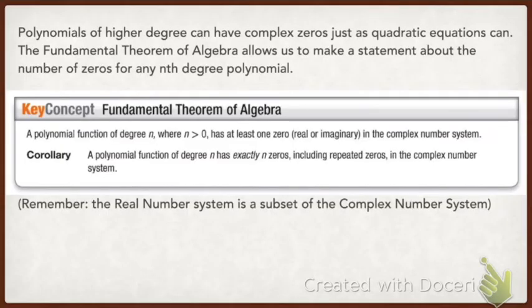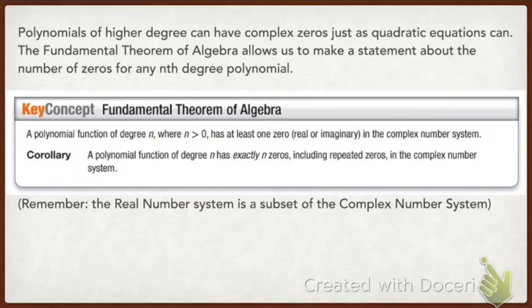Polynomials of higher degree can have complex zeros, just like we saw when we did quadratics. The fundamental theorem of algebra allows us to make a statement about the number of zeros for any polynomial. So we have a polynomial of degree n where n is greater than 0. There's at least one zero, real or imaginary, in the complex number system.